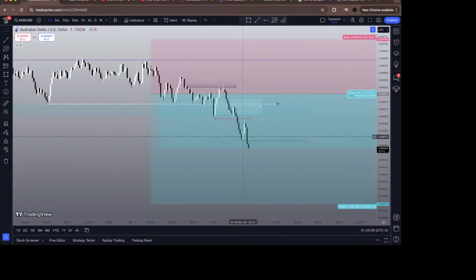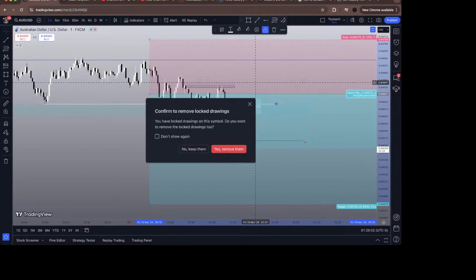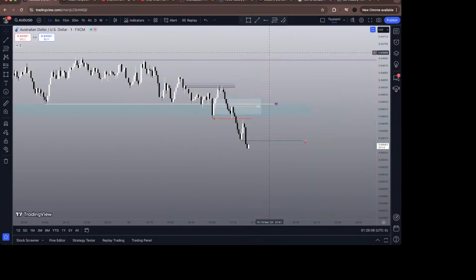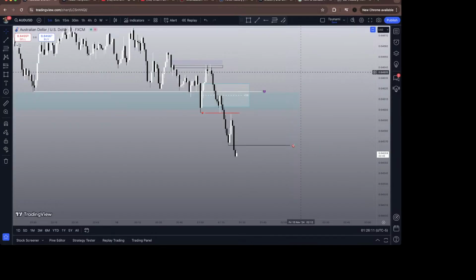So, let me get this out of the way. I can't do this. Too much on my chart. Sorry about that. Gotta get rid of that. But you get the idea of where we're going, right? So this is the framing for where we're going. We broke it again.